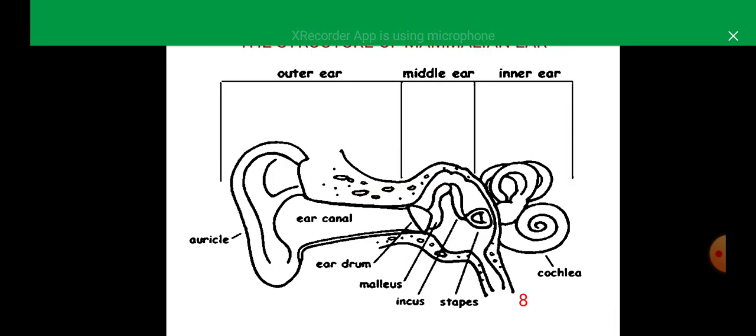The structure you can see here is the ear and the divisions of the ear: the outer ear, the middle ear, and the inner ear. So the whole ear is divided into three regions. The outer ear consists of the auricle, the pinna, the ear canal, and the eardrum. They are all part of the outer ear. While the middle ear consists of the ear ossicles, that means three tiny bones, the malleus, the incus, and the stapes. While the inner ear comprises two major parts, the cochlea and the vestibular apparatus, as we have said.